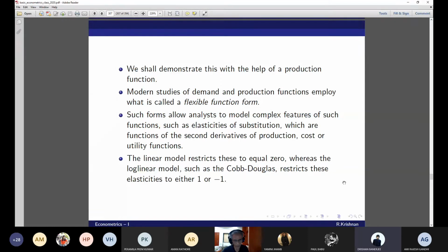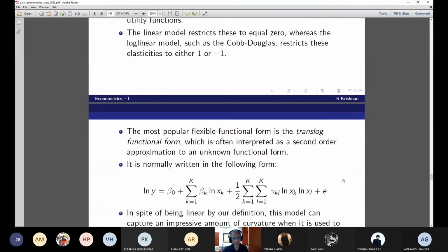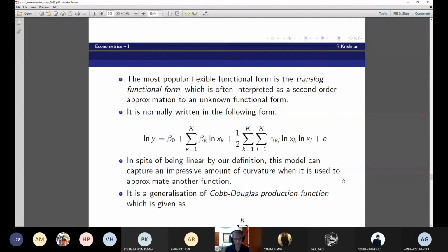Yes, sir. Okay, now the most popular flexible functional form, I don't know if you have heard of this, the translog functional form, which is often interpreted as the second order approximation to any unknown functional form. This can be used as a demand function. This can be used as a production function. It's a very famous flexible functional form that is used in the literature, the translog functional form. What is the translog functional form? It is written in the following way.